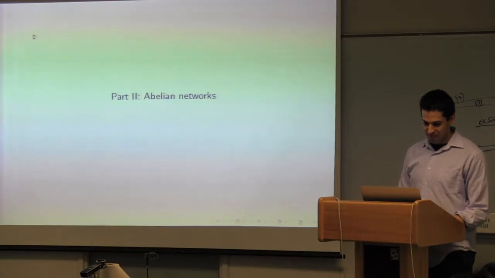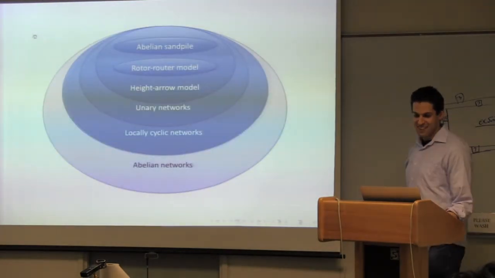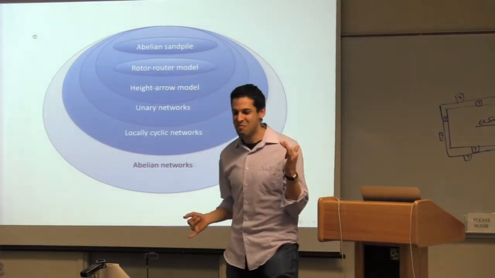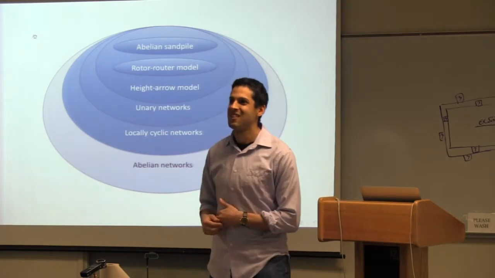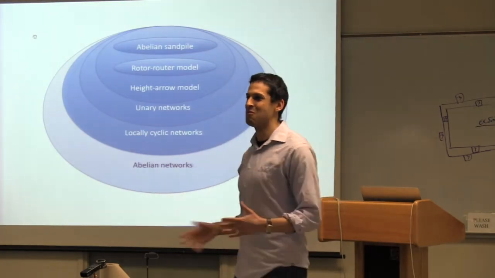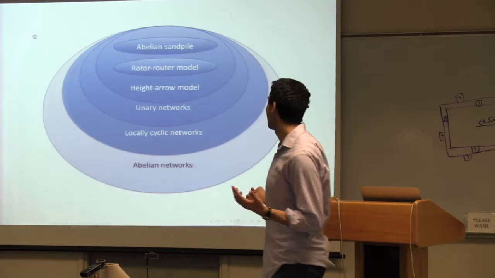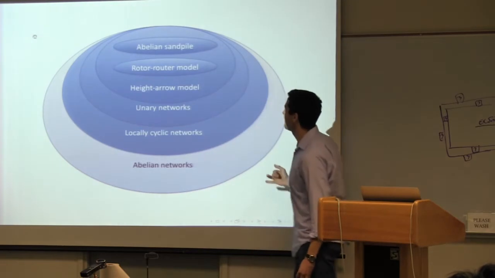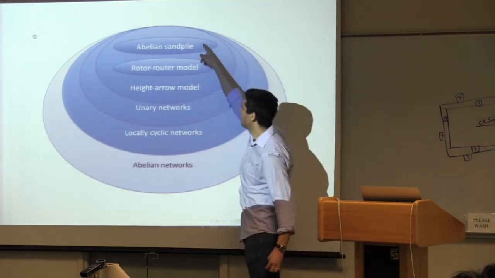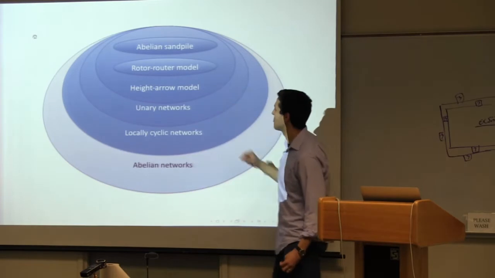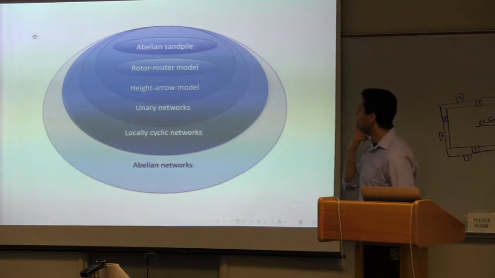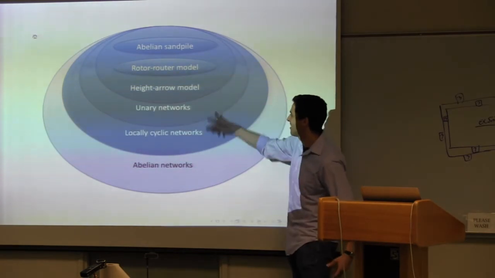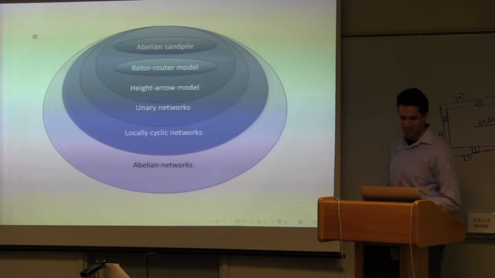Okay, there are plenty of unsolved questions in the sandpile model, but we also want to see if we can adapt what we learned about sandpiles to more general systems. So here's a taxonomy of Abelian networks. The sandpile is one example. Rotor router is another example, which I'll define shortly. And here are various more general classes that lie in between.